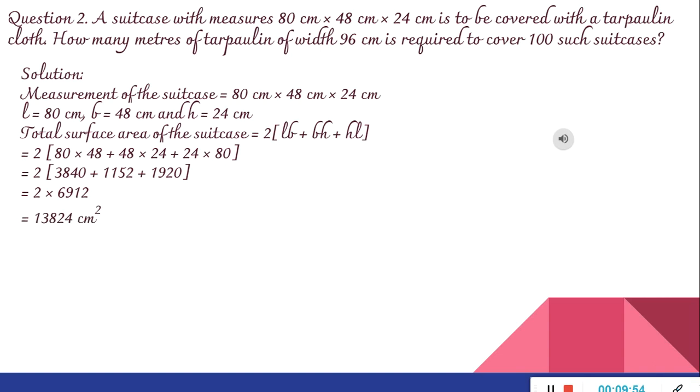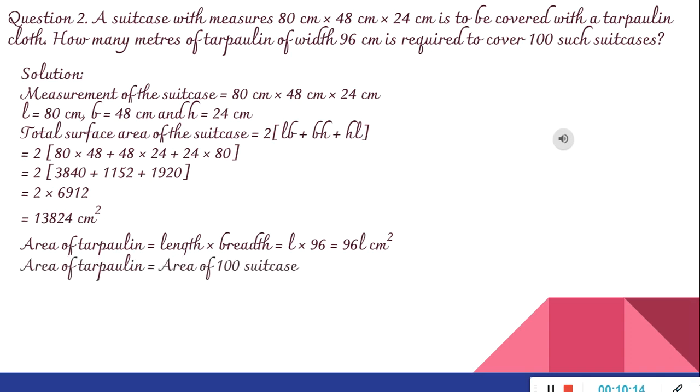Now we want to find out the area of 100 suitcases. So area of tarpaulin, that is length into breadth. Length is not given, but breadth is given. That is our width, 96 centimeter, right? So length into 96, that is equal to 96 L centimeter square. So that is equal to 100 into 13,824. So L will be 100 into 13,824 divided by 96. That is equal to 144. So we will get a length equal to 14,400 centimeter.